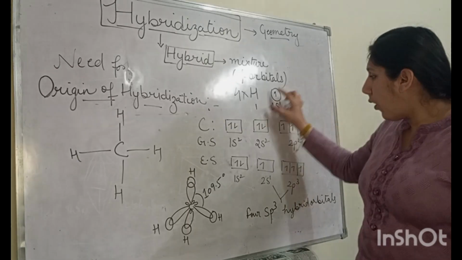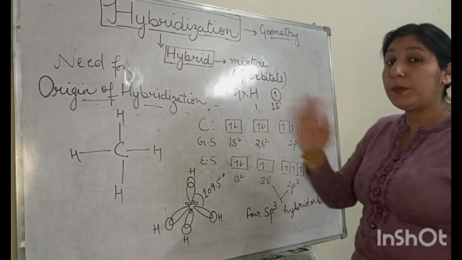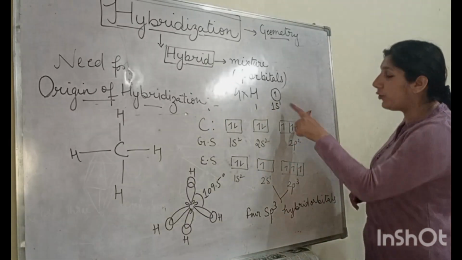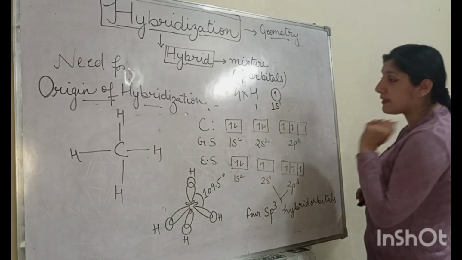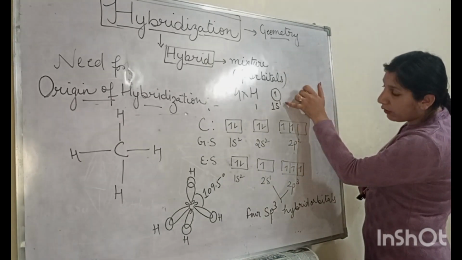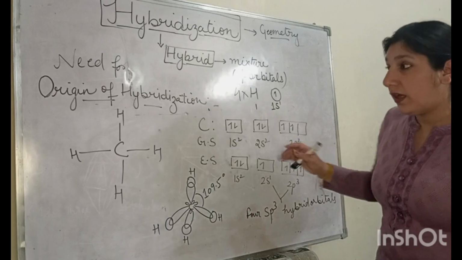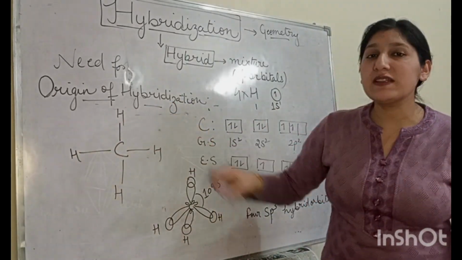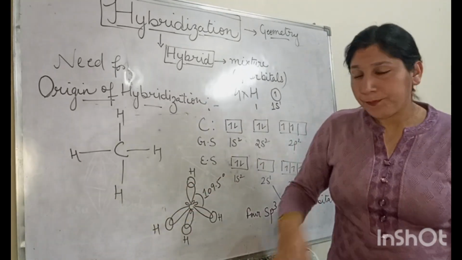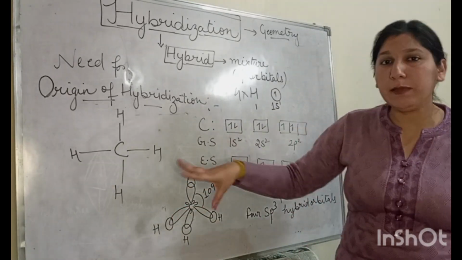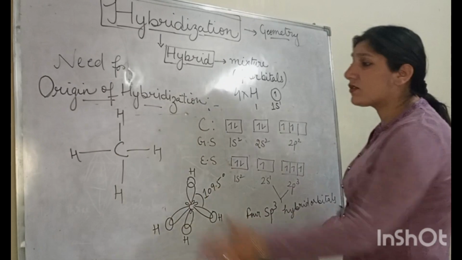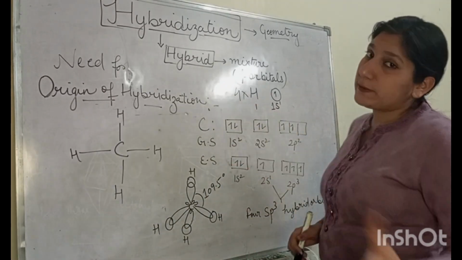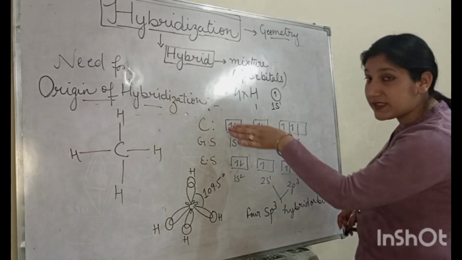It means that all the 4 bonds would not be of the same nature, because one would be the combination of s and s and the other would be the combination of s and p. But experimentally we find that all the 4 bonds are of the same energy, same length and same nature. So this can be explained only with the help of hybridization.